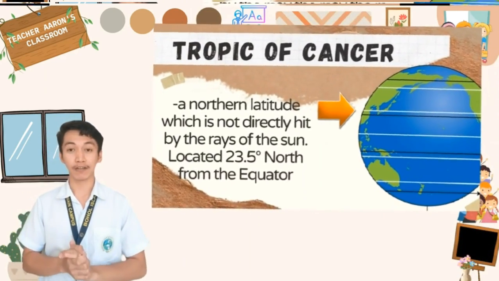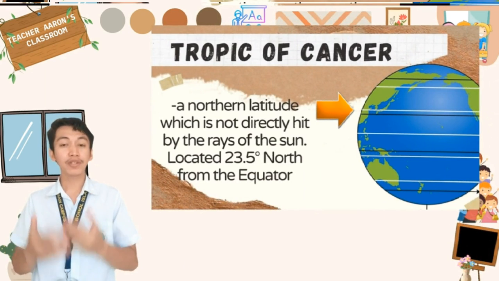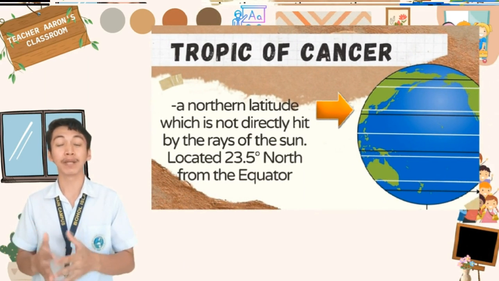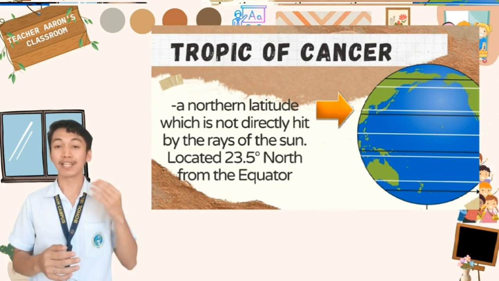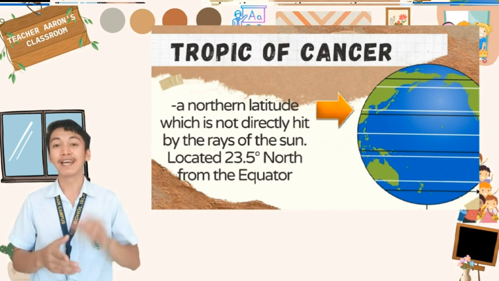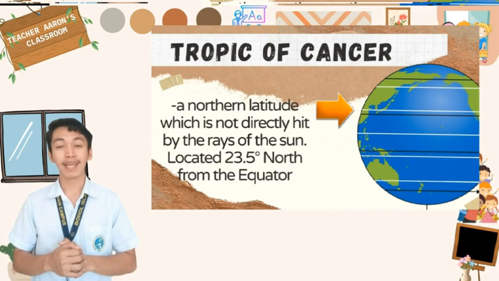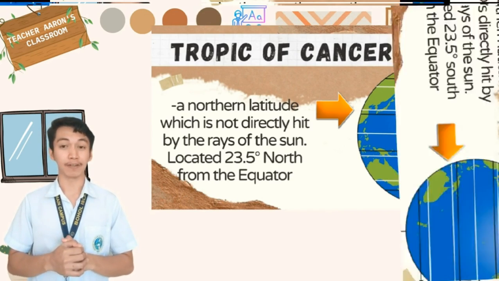Next is the Tropic of Cancer. This is a northern latitude which is directly heated by the rays of the sun. It is located at 23.5 north from the equator, and it often snows there.